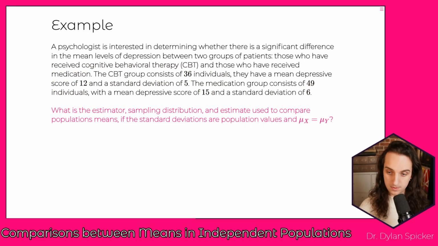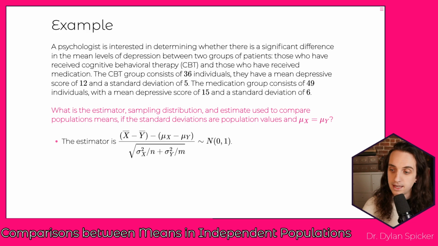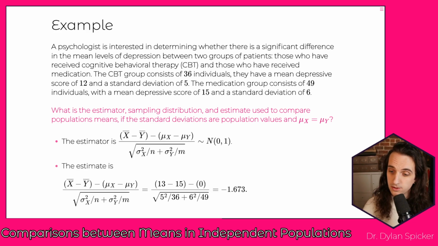To do so, we take that estimator. We know it's going to be a normal 0, 1. If we plug in our values, so we plug in our 13 minus 15 divided by our standard deviations over the population values, notice that the difference here that we're plugging in is exactly equal to 0 because mu x and mu y are equal to one another. Then we find that the estimate is negative 1.673. So we have our estimator, our sampling distribution, and the estimate.